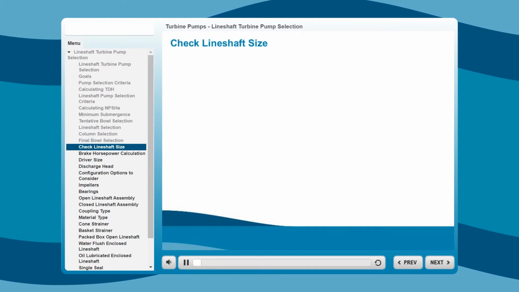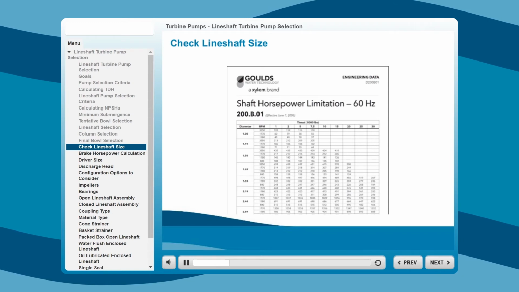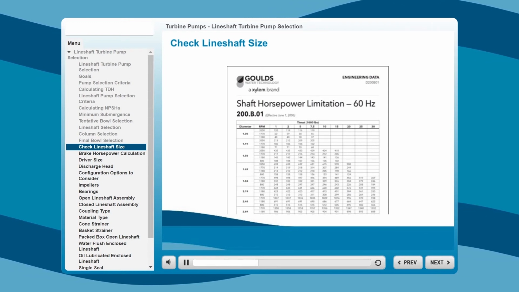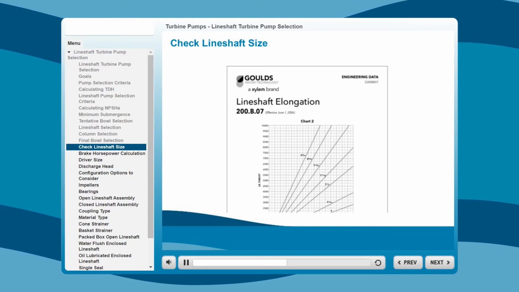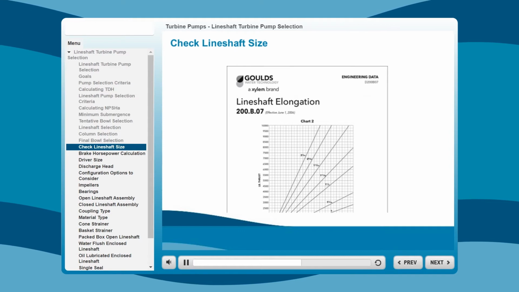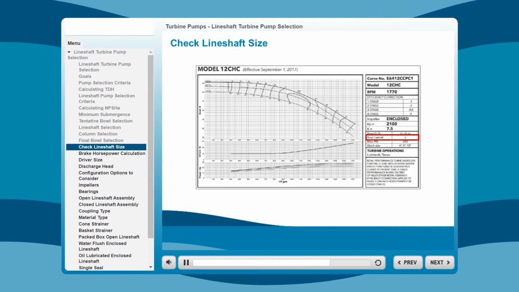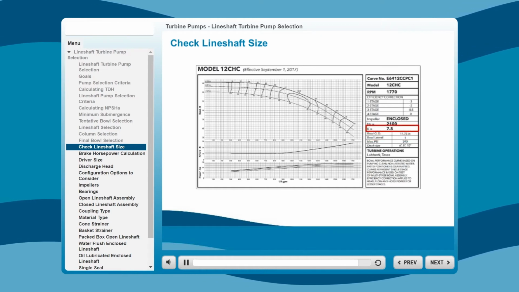With the new laboratory horsepower number, check that the line shaft you selected can carry the new horsepower, using the shaft horsepower limitation chart on page 200.B.01. Verify the line shaft stretch on page 200.B.07. If the stretch is greater than the lateral adjustment, consult the factory or choose the next larger shaft size using K-factor thrust only.